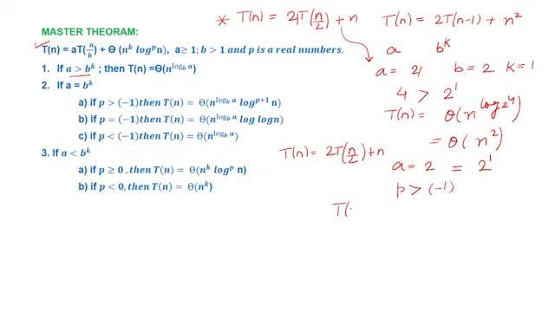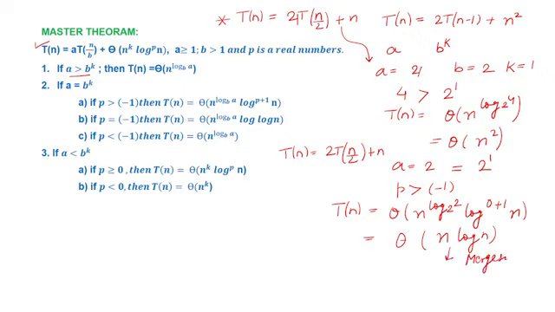So the time complexity will be T(n) = Theta of n to the power log a base b, which is log 2 base 2, and then you just have to write log to the power 0 plus 1. The value of p is 0, and you have to write n here. So the total time complexity is Theta of n times log 2 base 2, which will be 1. So it is Theta(n log n). And this is also the recurrence relation of your merge sort. Okay, so this is how you can satisfy case number 2.